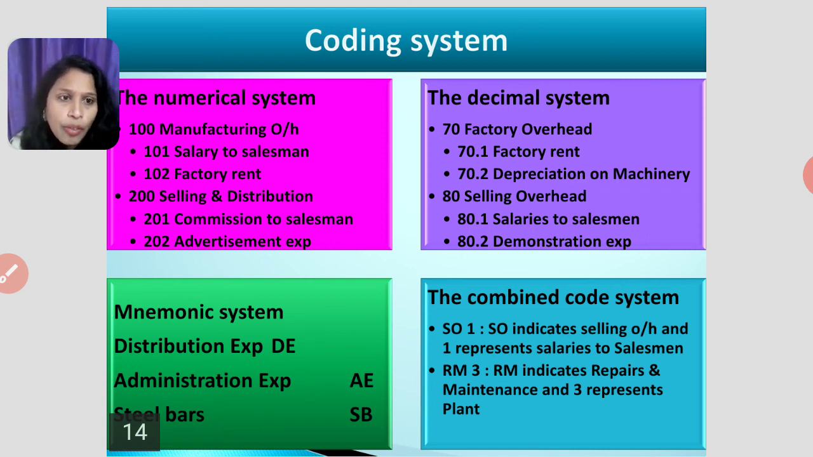We move further to the second example, RM3. RM indicates repairs and maintenance, and 3 represents plant. So we have to assign the numbers. RM means repairs and maintenance, and the number 3 is assigned for a plant. So these are the coding systems which are used in cost accounting.